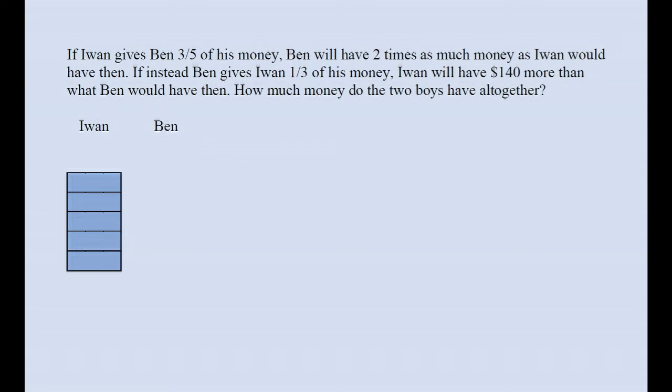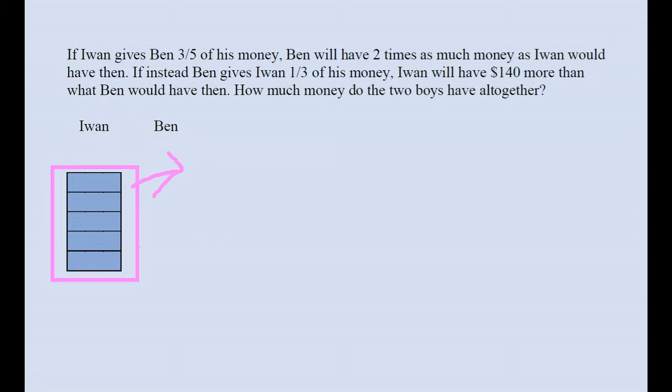If Ivan gives Ben 3/5 of his money, I want to make sure Ivan's money can be split into fifths. So I chose 5 equal parts to represent Ivan's money, 5 coming from this denominator, 5. Now I can easily find out 3/5. So 3 of these parts will go to Ben.